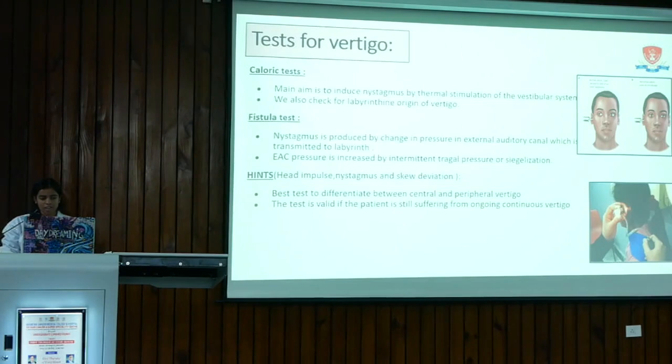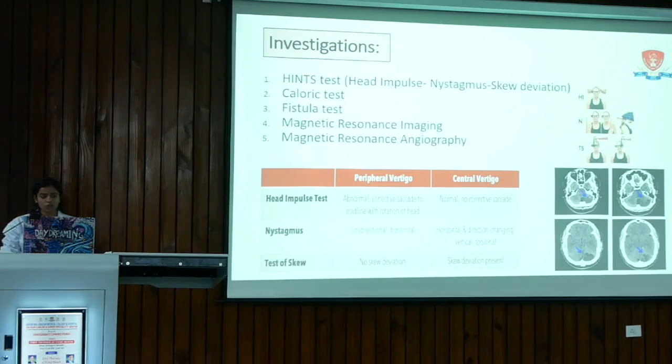Head impulse, nystagmus, and test of skew deviation, also known as HINTS, is the best test to differentiate between central and peripheral vertigo. This test is valid if the patient is still suffering from ongoing continuous vertigo. The investigations carried out for central vertigo are as follows: HINTS, caloric test, fistula test, magnetic resonance imaging, magnetic resonance angiography. In peripheral vertigo, the head impulse test is abnormal, with corrective saccade to the midline with rotation of the head, whereas in central vertigo it is normal, no corrective saccade is seen.